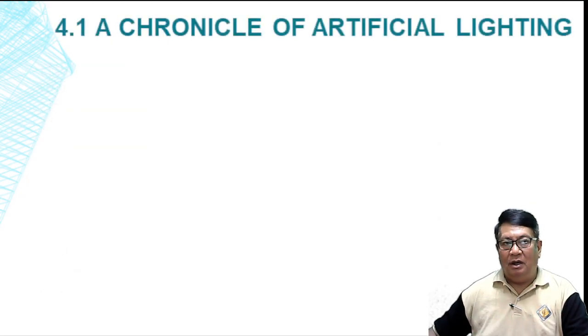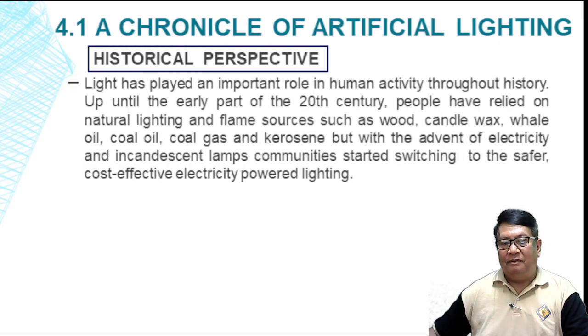Subtopic 4.1 is a chronicle of artificial lighting. But before that, we have a historical perspective. As we know, light has played an important role in human activity. It is very hard for those who have a problem in seeing, especially those who are blind. So it is very important that we are able to see, so that it will improve our life.